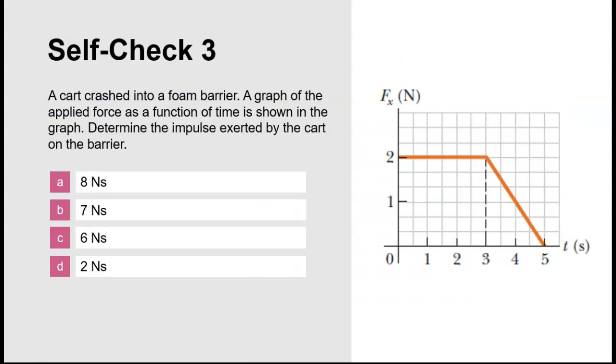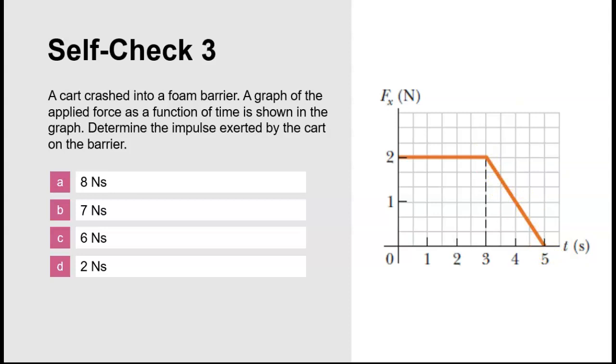All right, let's do a quick self-check. A cart crashed into a foam barrier. A graph of the applied force as a function of time is shown in the graph. Determine the impulse exerted by the cart on the barrier. So as the cart hit the barrier, it had a constant force, and then the force decreased as it squished into the barrier.